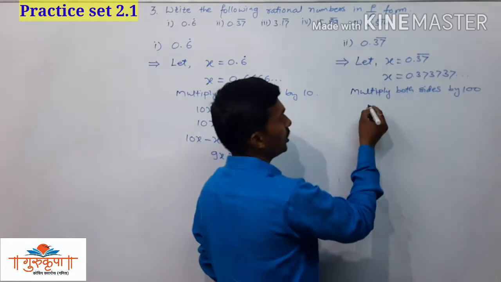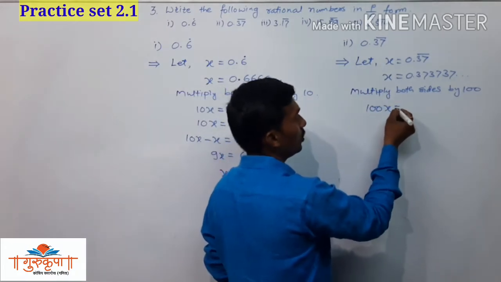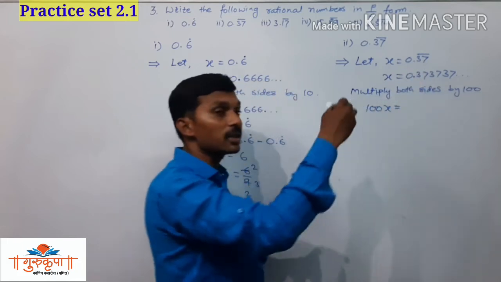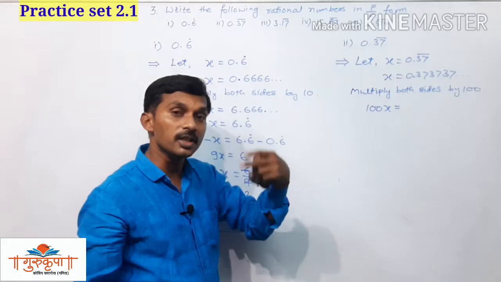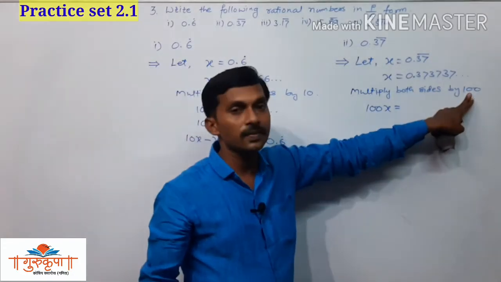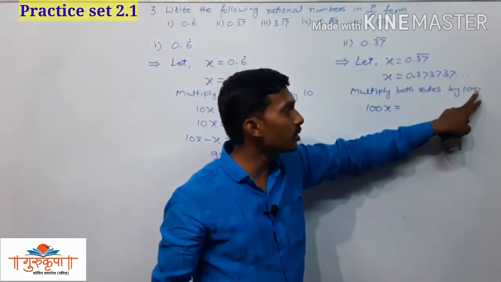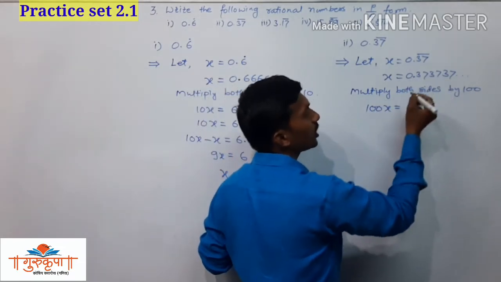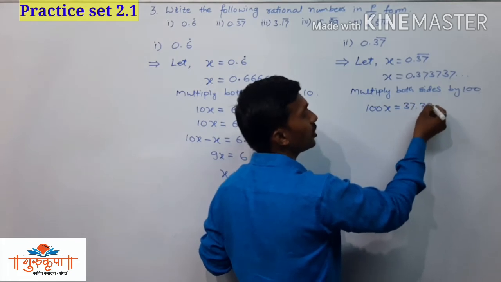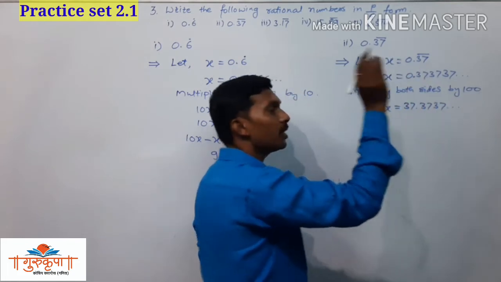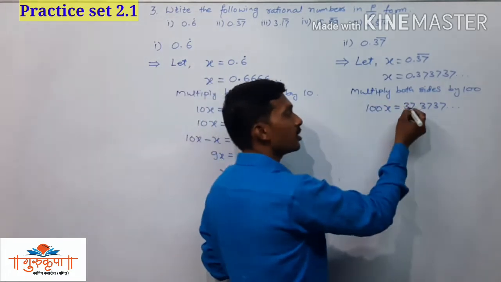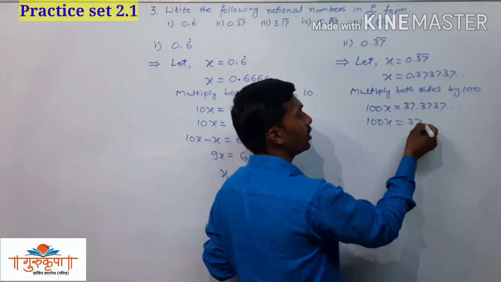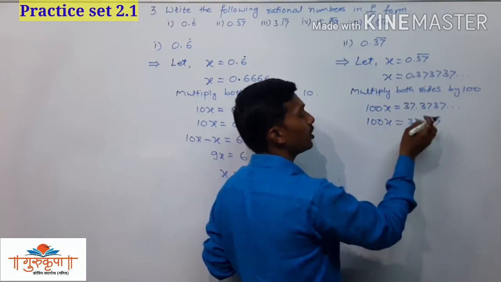Since x into 100 is 100x, now if we multiply this number by 100, then the decimal sign is forwarded 2 digits later. Since we multiplied by 100, which includes 2 zeros, it is forwarded up to 2 places, and we put the decimal sign here, and we will get 37.37, 37, 37 and so on. Now you can write this as 37 point recurring 37. 100x is equal to 37 point recurring 37.